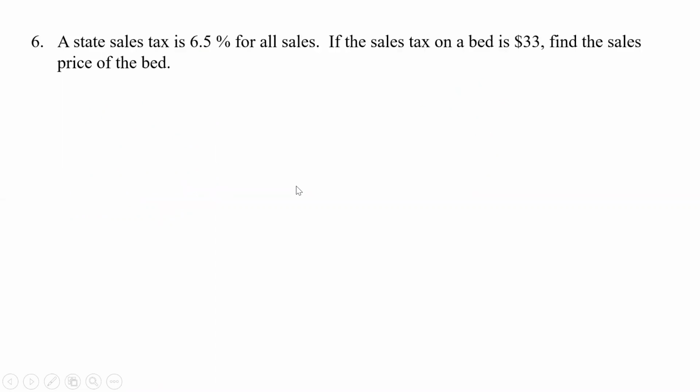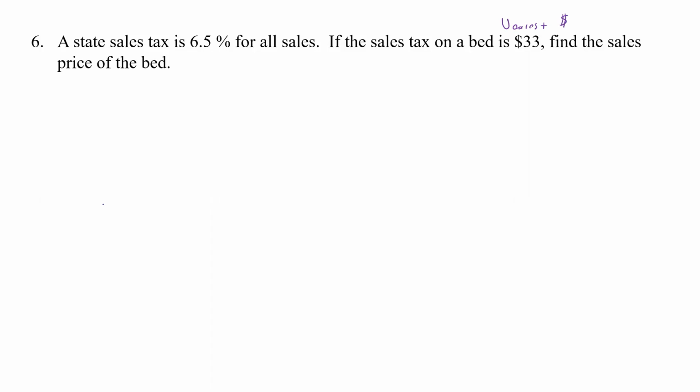All right, so here we have a sales tax. A state sales tax is 6.5% for all sales. If the sales tax on a bed is $33, find the sale price of the bed. Oh yeah, we forgot to look at the number of decimals on this one. This is to the nearest dollar. So the last one, that was easy. I just put 110 questions and I hope that was right. So this one we want to the nearest dollar.